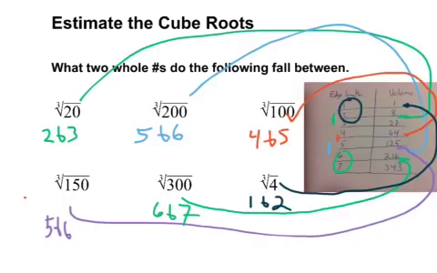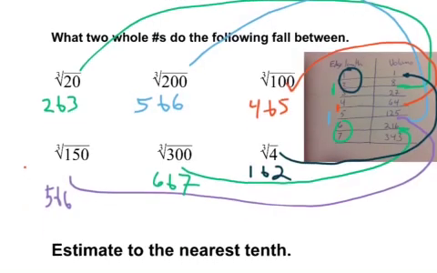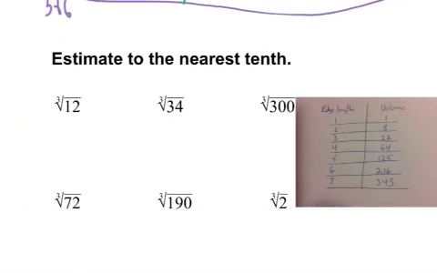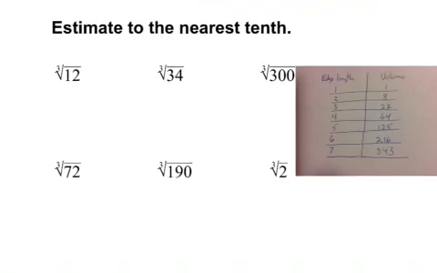So let's take a look at the last section here. And again, it's very similar to what we talked about the other day with squares and estimating squares to the nearest tenth. We're going to be ballparking these. So what you're trying to find out is, is it closer to the lower number or closer to the higher number, then make your estimation there.